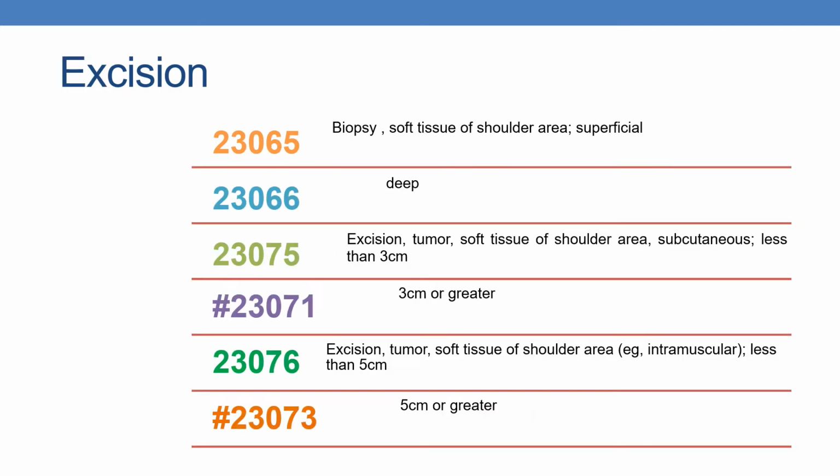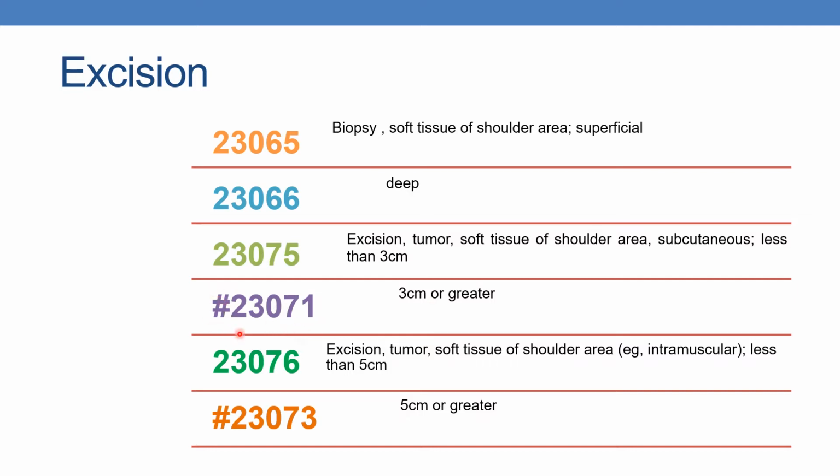Now let us discuss excision CPTs, 23065. It deals with biopsy, soft tissue of shoulder, superficial. So for biopsy of shoulder, you need to report 23065 for superficial, and for deep you need to report 23066. The next CPT is 23075. Excision tumor, soft tissue of shoulder area, subcutaneous, less than 3 centimeters, and if the tumor size is 3 centimeters or greater, then you need to report 23071.